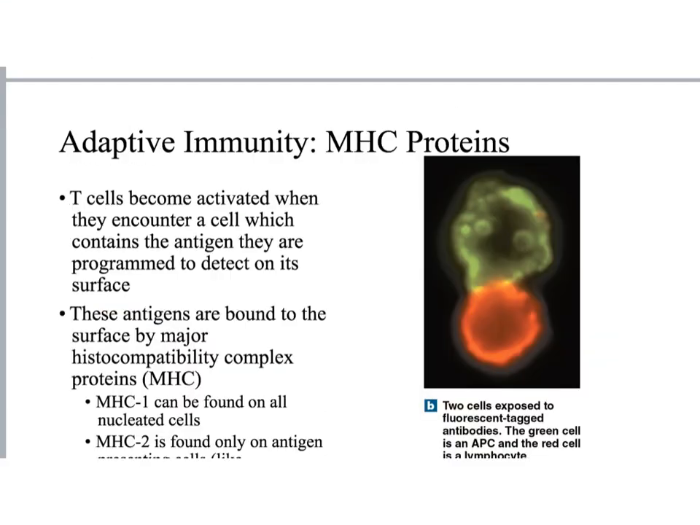I like this picture over here just because it shows you the red cell is supposed to be a lymphocyte, and the green cell is supposed to be an antigen presenting cell, like a macrophage maybe. And so they're showing you how that green cell presents its foreign antigens to the red cell and says, hey, look what I found. Then that T cell becomes activated and can go out and do what it's supposed to do.